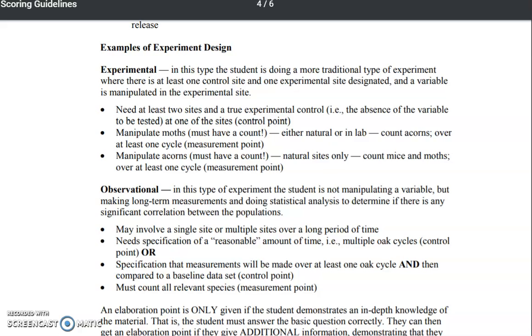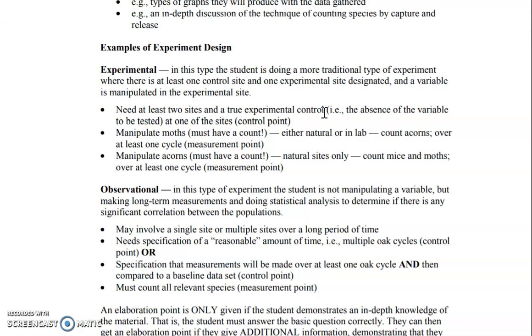For experimental design, in this type, the student is doing a more traditional type of experiment where there's at least one control and one experimental site designated. A variable is manipulated at the experimental sites. And here again, need at least 2 sites and a true experimental control. Keep that in mind. It seems that the APES test is really looking for 3 different things when you're doing this.